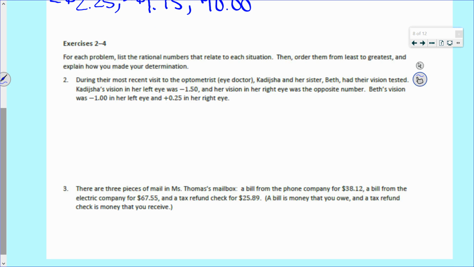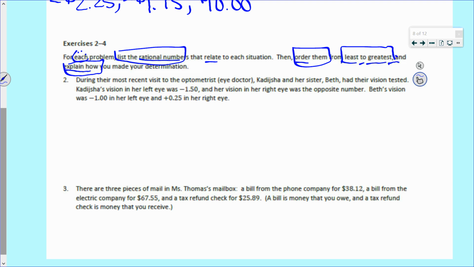Next one. For each problem, list the rational numbers that relate to each situation, then order them from least to greatest, and explain how you made your determination. So we've got several things we need to do. We need to list the rational numbers, order them from least to greatest, and explain how we got the answers. Our first one, most recent visit to the optometrist, Kadisha and her sister Beth had their vision tested. Kadisha's vision in her left eye was minus 1.50. Her vision in her right eye was the opposite number. Beth's vision was negative 1 in her left eye and plus 0.25 in her right eye. So, first, list the rational numbers.